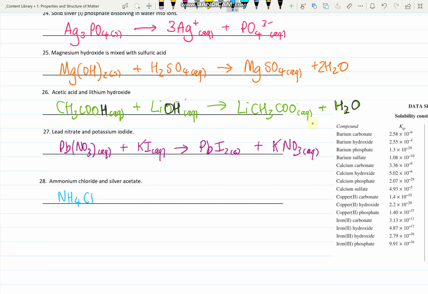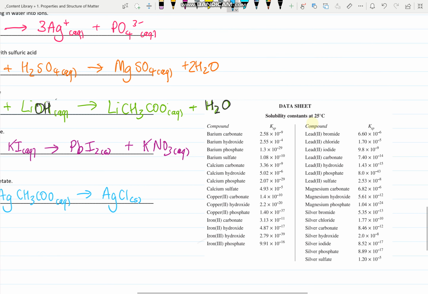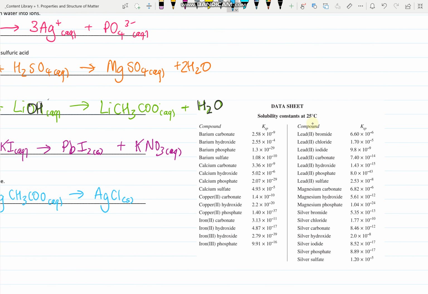Ammonium chloride plus silver acetate. Ammonium's always aqueous, so I skipped over that. Aqueous. Acetates, I wrote acetate, sorry, I shouldn't have put the extra H on it. Right, and this is also a precipitation reaction. I'm going to make silver chloride. Okay, silver chloride, you can confirm when you have this list. Silver chloride.